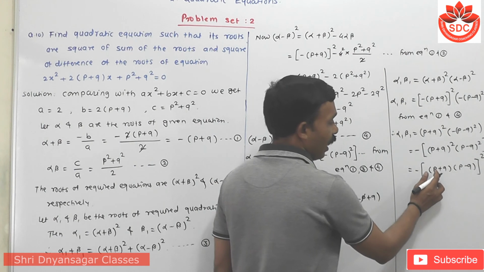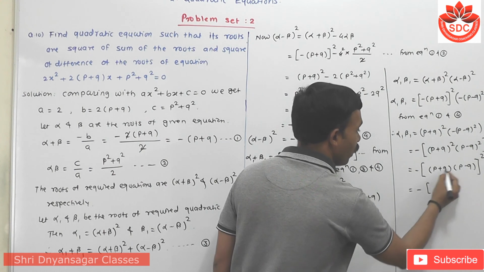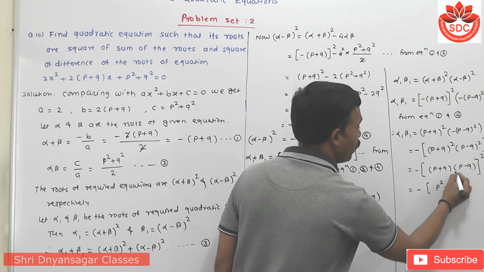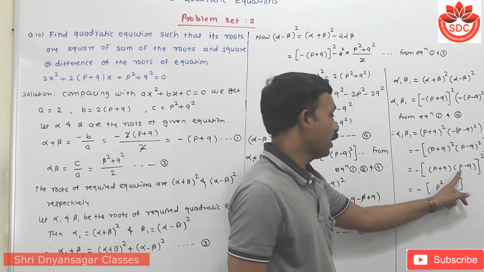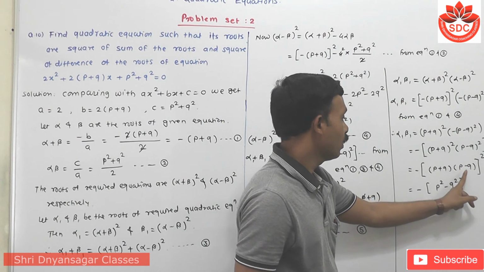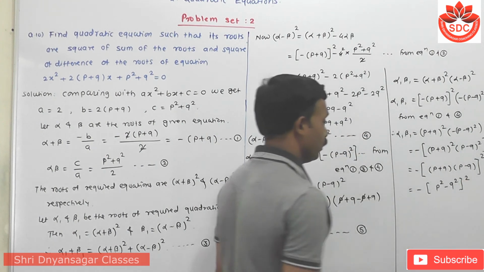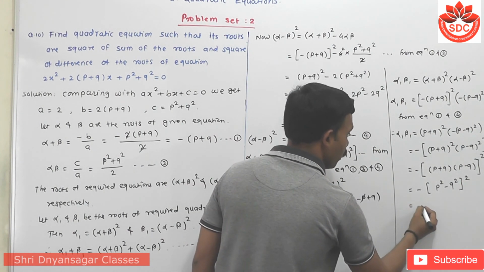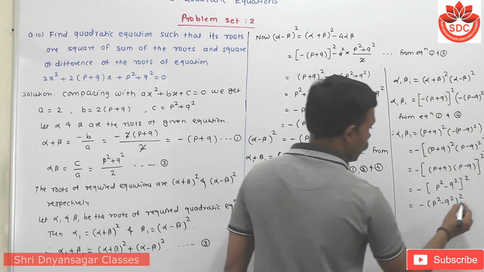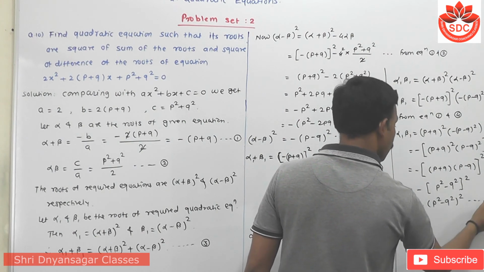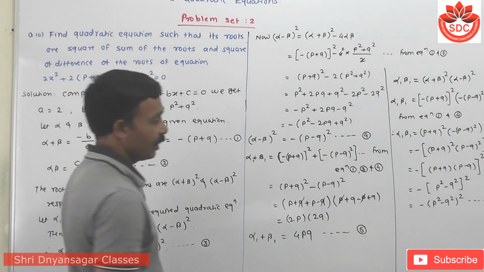Now this is again the identity a plus b, a minus b, that is a square minus b square, that is p square minus q square. A plus b, a minus b is equal to a square minus b square, and the square stays as it is. That is, we write this one as minus (p square minus q square) whole square. Suppose that this is equation number 6. Okay, student, then the required quadratic equation.